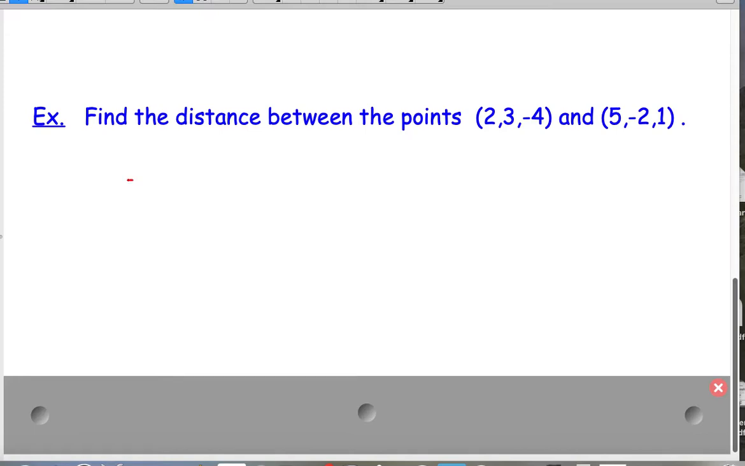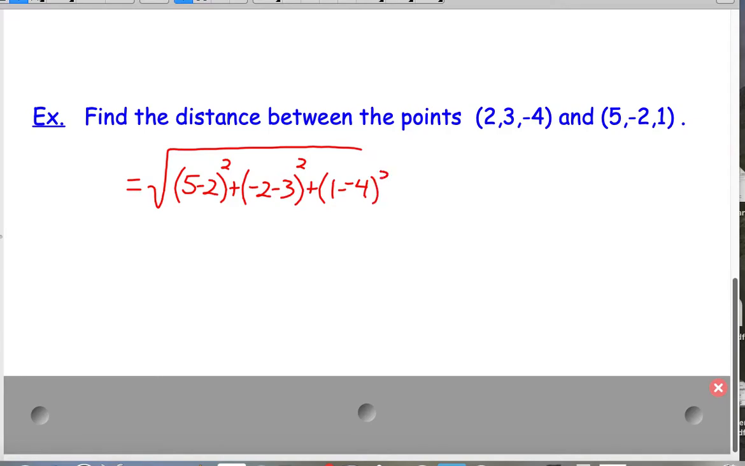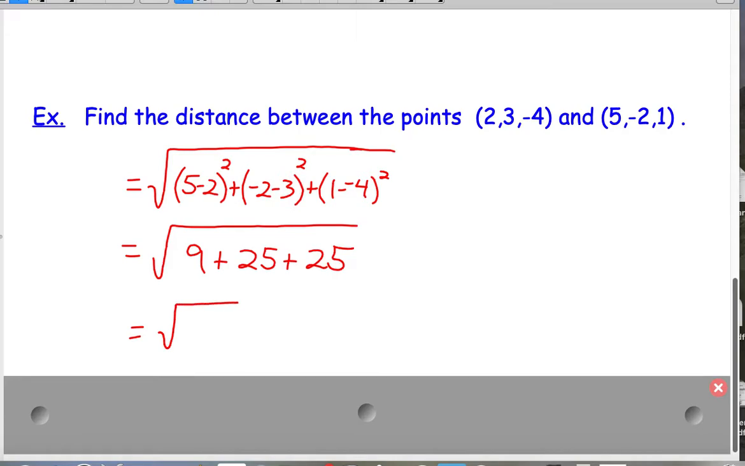So to find the distance, it's going to equal the square root of the difference of the x's. The order doesn't matter as long as you're consistent with which point you're using first. Negative 2 minus 3, the difference of the y's squared, and the difference of the z's squared. So that's going to give me the square root of 9 plus negative 5 squared is 25 plus another 25. So the square root of 59, which is 7 point something, close to 8. And that's it. That's all there is to it.